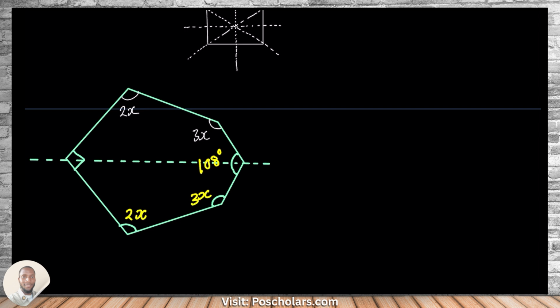Good. Next, let's count the number of sides. 1, 2, 3, 4, 5, 6. So this polygon has 6 sides. Simply means it's a hexagon, right? Next, we need to find the sum of interior angle of this polygon.